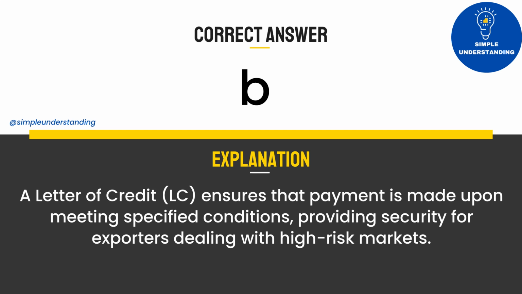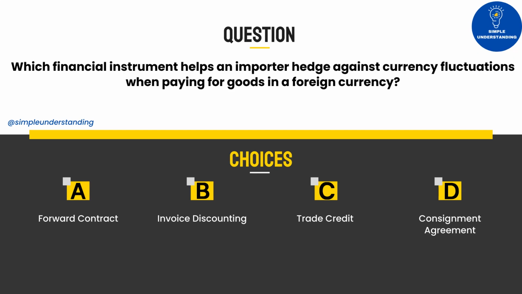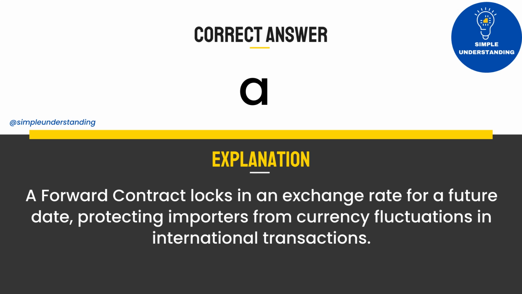with high-risk markets. 2. Which financial instrument helps an importer hedge against currency fluctuations when paying for goods in a foreign currency? A. Forward contract. B. Invoice discounting. C. Trade credit. D. Consignment agreement. Correct answer: A. Forward contract. Explanation: A forward contract locks in an exchange rate for a future date, protecting importers from currency fluctuations in international transactions.